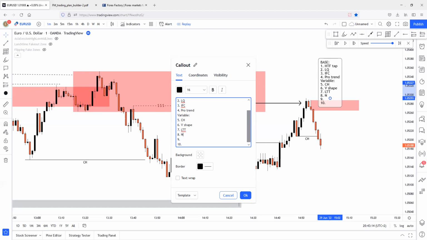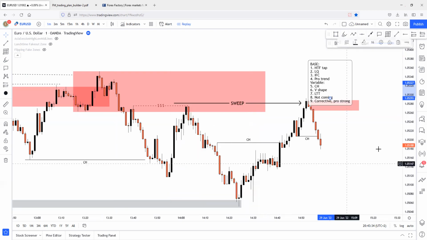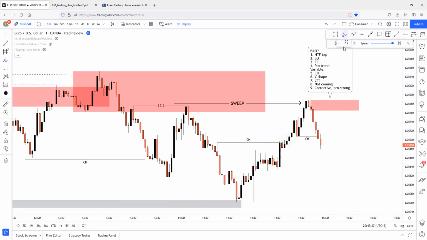Exactly. Corrective pullback, strong. I don't know if we can consider it as 50% mitigation for the upper zone or no. I don't think so. No, it's not 50% mitigated. So it's 9 criteria because we don't have the combined liquidation yet. But if price creates liquidity for the zone, we will have combined liquidation and we will have the 10th criteria.